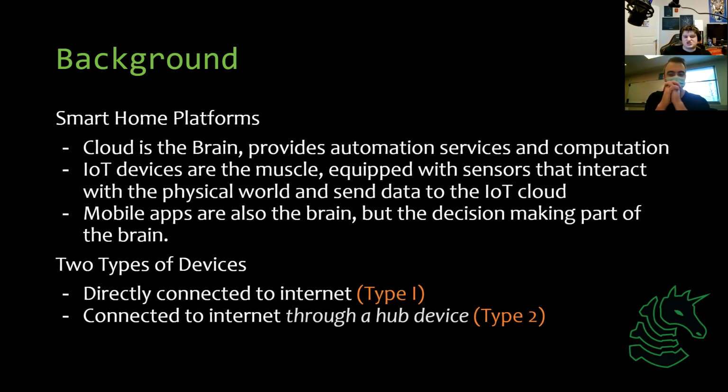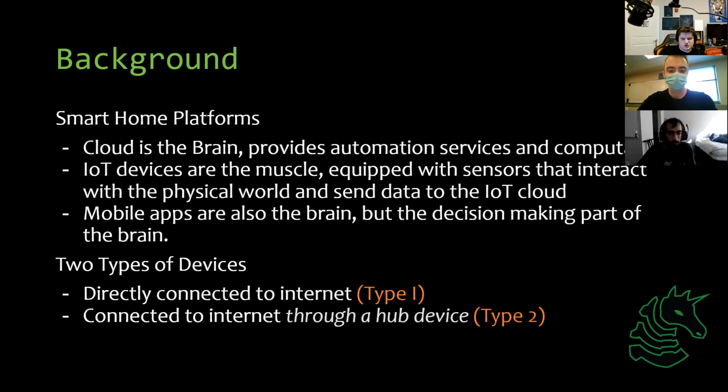Then the mobile apps are also the brain, but kind of like the decision-making part of the brain, where you actually send it commands and tell it to do things, and it'll instruct the rest of your brain to do the things.